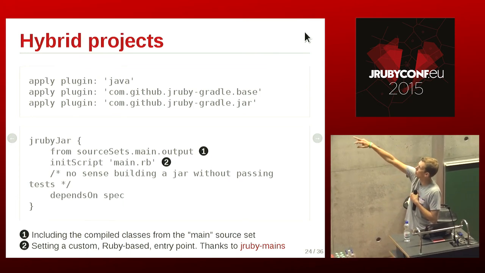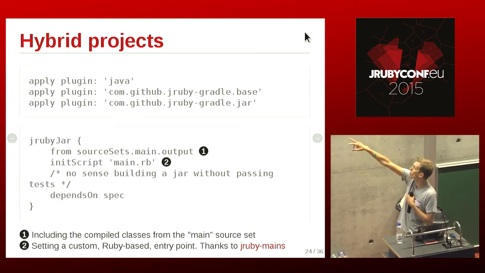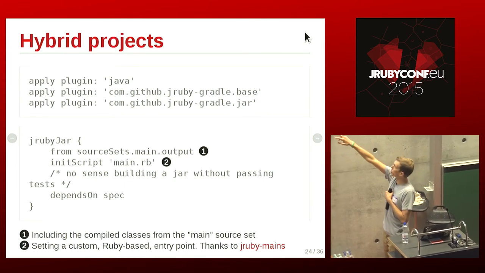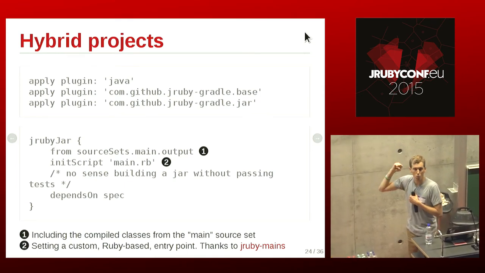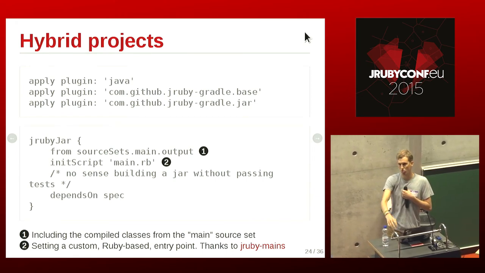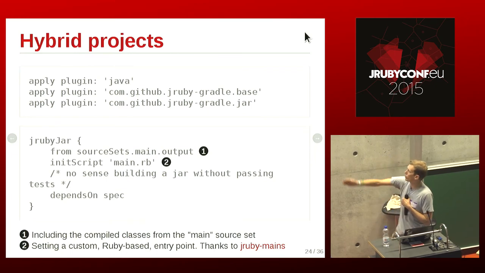And then we add a couple attributes onto the jar configuration. The notable one here is number two, this init script. What init script is for is just to say, when you execute my jar file, run this script. So this is effectively the main or the entry point for the JRuby runtime when it comes up and it starts executing. And then, of course, we're going to depend on the spec task.